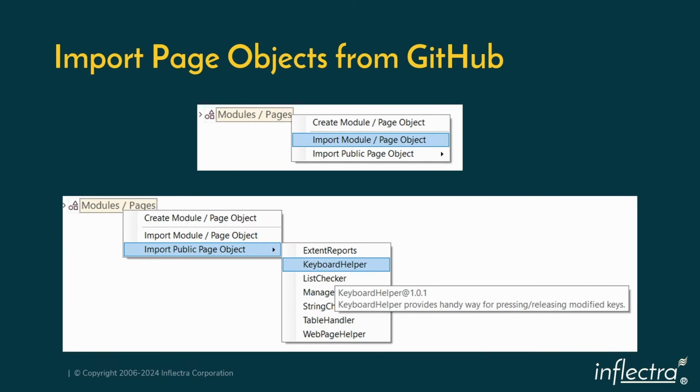In Rapise, you can import pre-built page objects from other frameworks. Additionally, the Rapise team has created a collection of page objects that you can download from GitHub and use. And starting with Rapise version 8.2, importing any of these page objects hosted on GitHub is just a few clicks away. Let's see how it works.